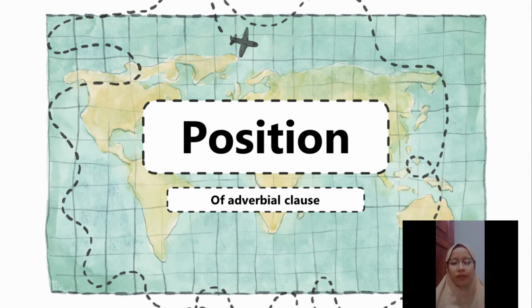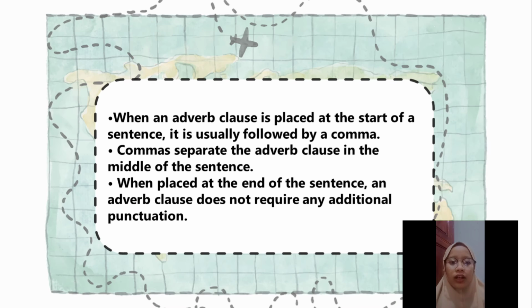Okay, the next thing to explain for this matter is the position of adverbial clause. When an adverbial clause is placed at the start of a sentence, it is usually followed by a comma.